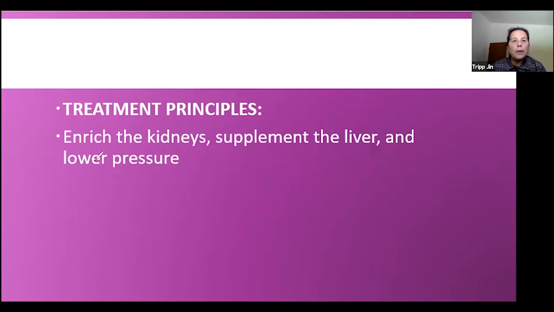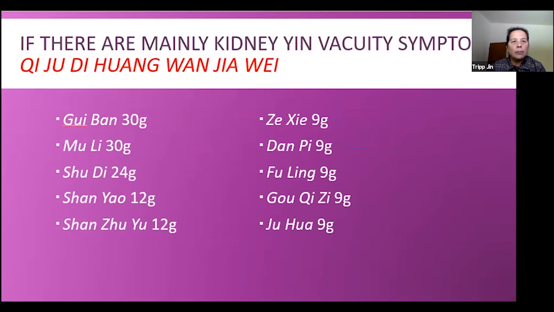So the treatment principle is nourishing the kidney and the liver. Now we're talking about hypertension, and we try to reduce the blood pressure. The formula we use is the formula we talked about before.